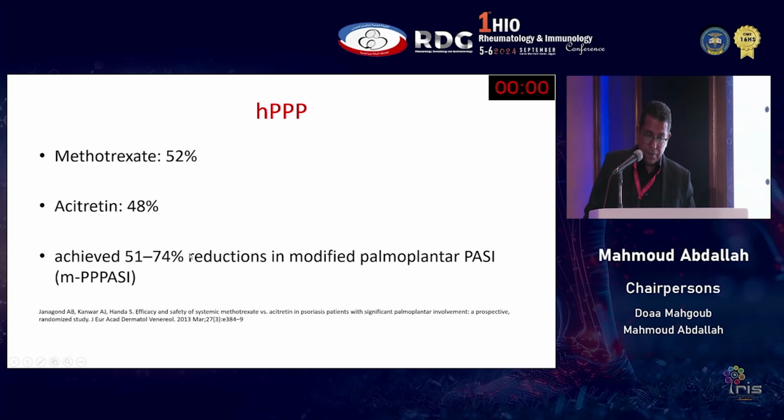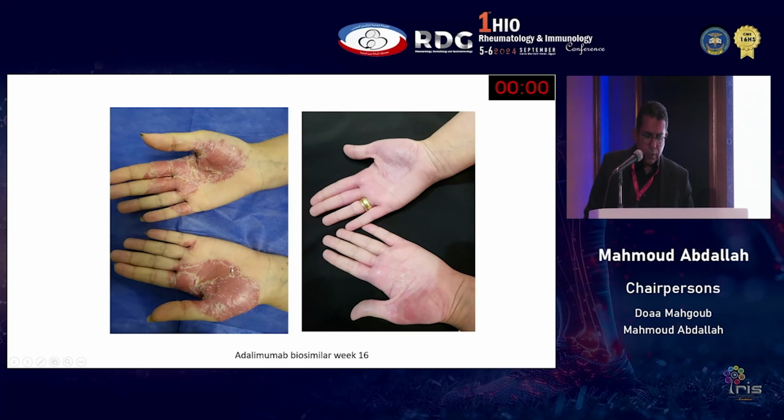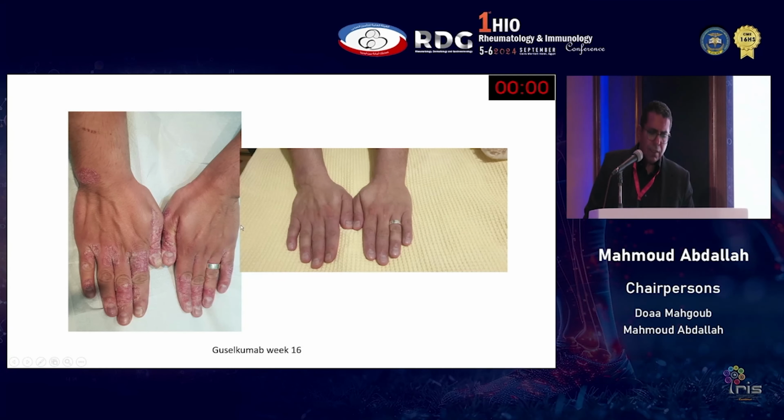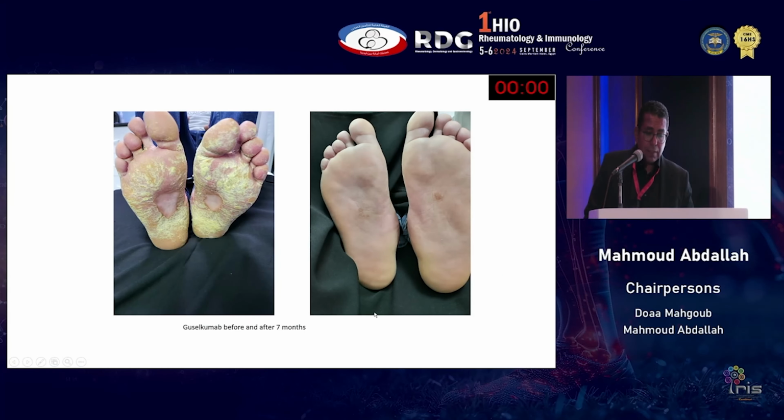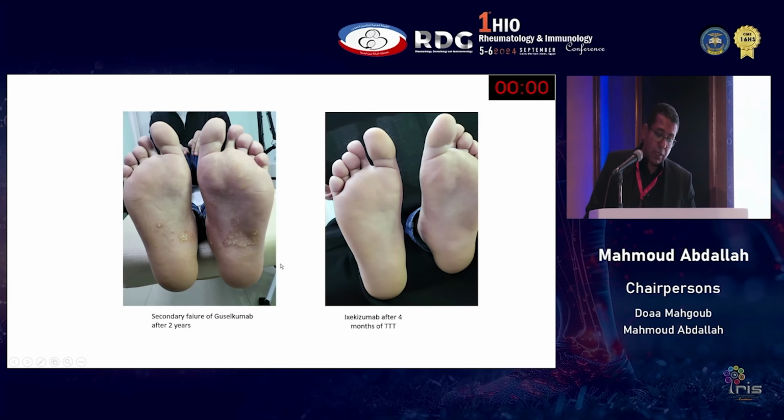methotrexate, and acitretin, both of which work in palmoplantar psoriasis, however with modest efficacy. This is one of my cases treated with an adalimumab biosimilar, another case treated with guselkumab, and another case treated with guselkumab successively. However, after 2 years, he had a secondary failure and was given ixekizumab.